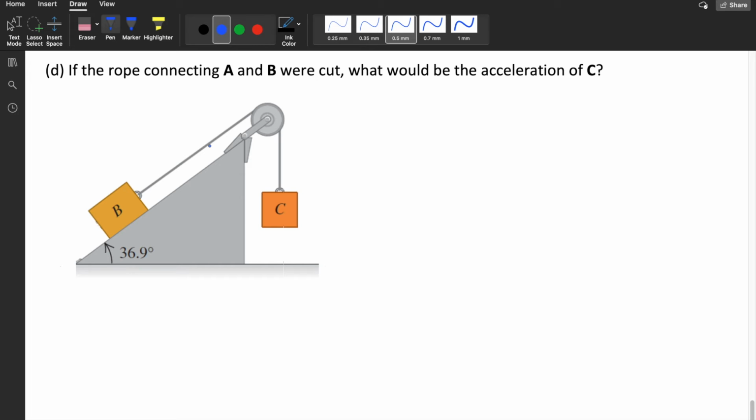For letter D, if the rope connecting A and B were cut, what would be the acceleration of C? Basically, if the mass A connected here is cut off, the two objects tend to accelerate with the same magnitude. Why the same magnitude? It's because we assume the rope is massless, and the pulley is massless too, and frictionless. In reality, if you consider the mass of the rope and even this pulley here, it would not accelerate like that. So for this case, it is simply idealized: the pulley is massless and frictionless, and so are the strings.